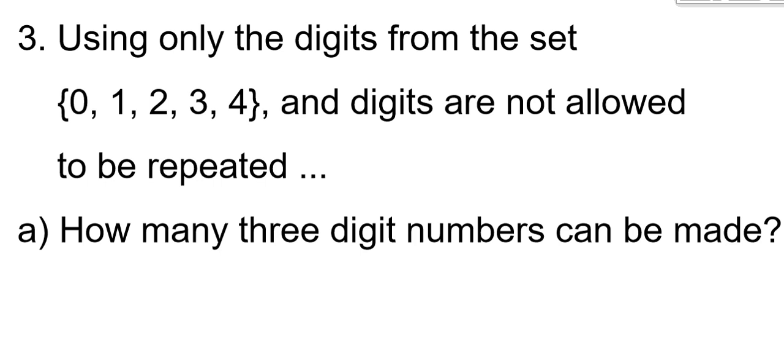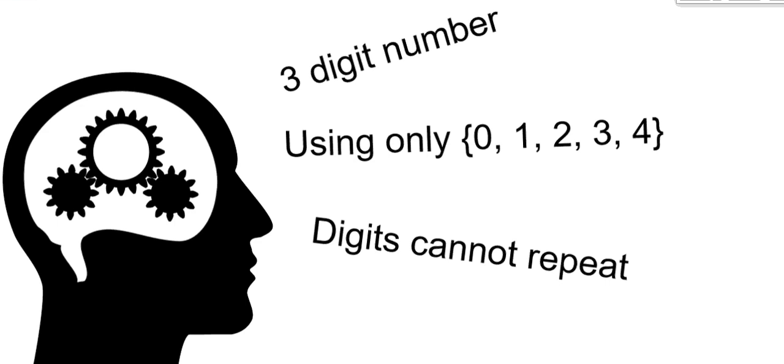It says, using only the digits from the set 0, 1, 2, 3, 4, and digits are not allowed to be repeated, how many 3-digit numbers can be made? So let's think about this question before we start to write down our answer. First of all, we know that we have to make a 3-digit number, that we're only allowed to use the characters 0, 1, 2, 3, and 4, and that we can't repeat.